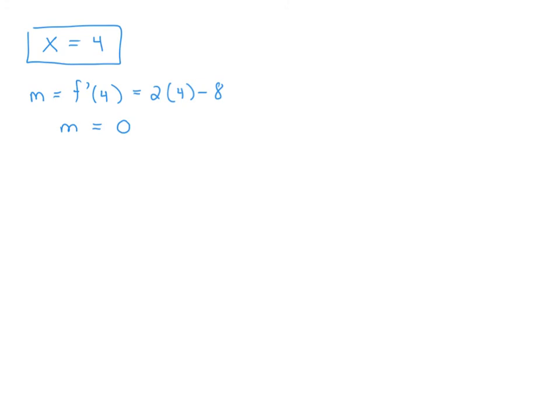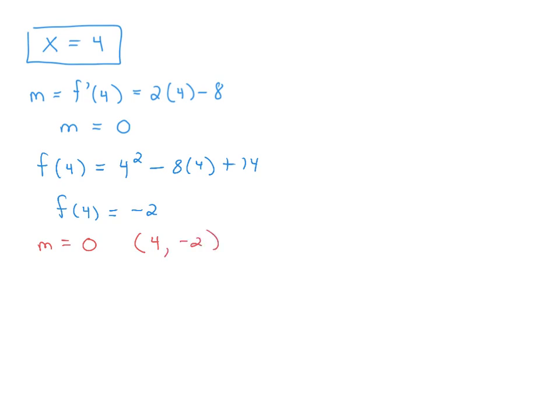We also need the y value that corresponds to this x value of 4, and we can get that by putting 4 into the original function. And the original function was you square the x value, then you subtract off 8 times the x value, and then you add 14. And this simplifies down to negative 2. So we have a slope. Sorry, the slope is 0. And we have a point. When x is equal to 4, y is equal to negative 2.